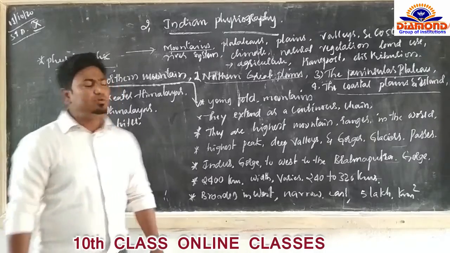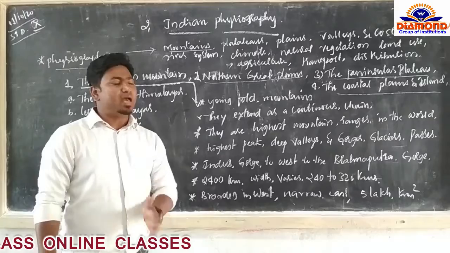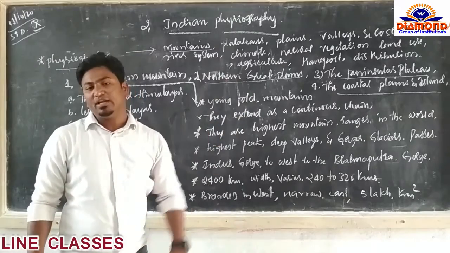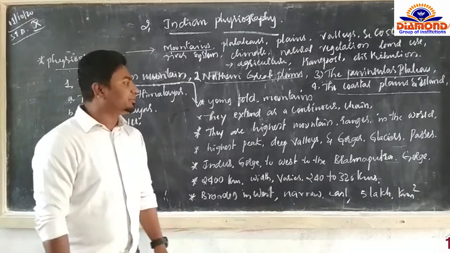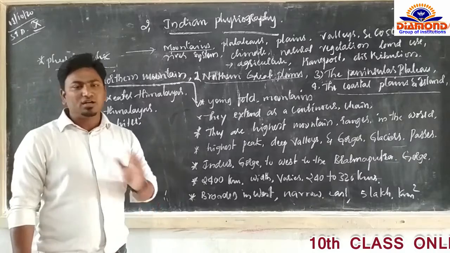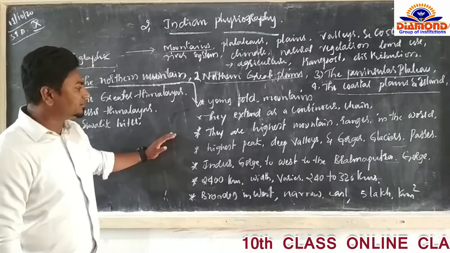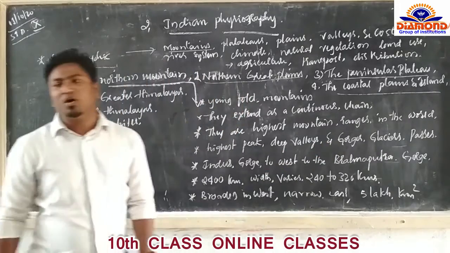These Himalayan mountains, the northern mountains, are not the same as we see them in the day when they were formed. We are seeing continuous changes in the northern mountain ranges. They are not the same as we have seen them before. And we also see they are the highest mountain ranges in the world.